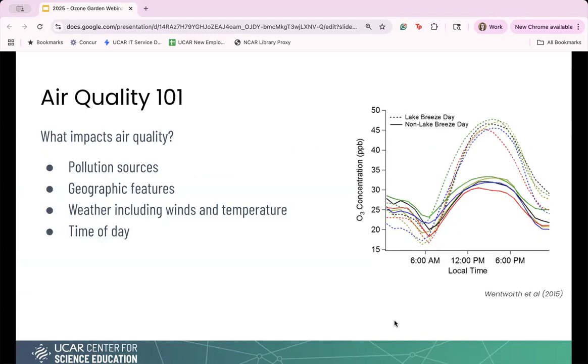So what impacts air quality? Some important things to consider with air quality are pollution sources, geographic features, the weather, including the winds and temperature, and also the time of day. On the right here, there is a graph showing on the x-axis local time, on the y-axis ozone concentration. And then you can see solid lines are a day without breezes, and the dashed lines are days with breezes. So what do you notice about this image? What things from this graph stand out to you? And if you want to unmute or put in chat, either way is fine.